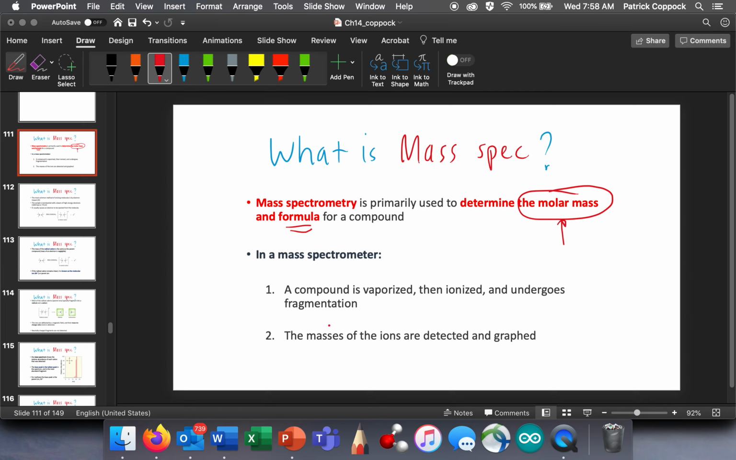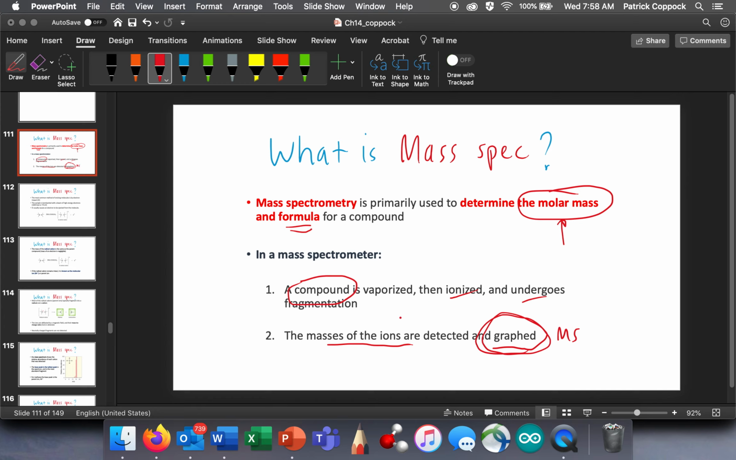Now, let's talk about what a mass spectrometer does. So first of all, you get a compound. That's the thing you're trying to analyze. You get a compound and you vaporize it. And then you ionize it, and then it falls apart. That's basically it, okay? The masses of the things that fell apart, the masses of the ions, are detected, and they're graphed. And that right there is the mass spec, okay?